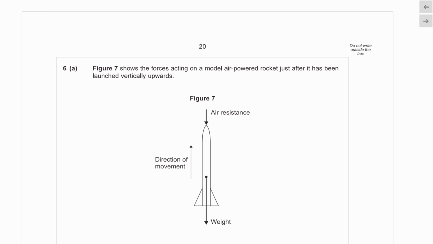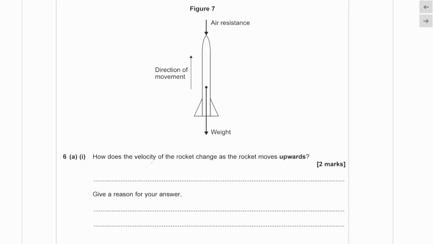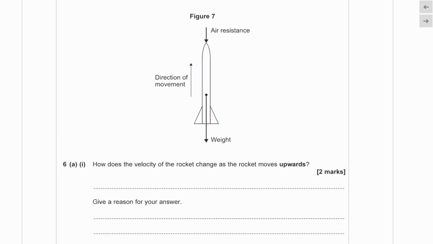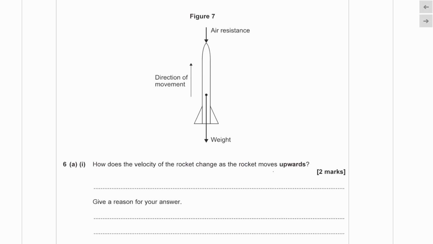We are told that figure 7 shows the forces acting on a model air-powered rocket just after it has been launched vertically upwards. So we've got air resistance acting down, we've got the weight of the rocket itself acting down, but it's told us that the rocket is acting up, so there must be force acting up. How does the velocity of the rocket change as the rocket moves upwards? Okay, so there might have been some confusion, sorry about that. The rocket doesn't have any force acting upwards after it's been launched. So after it's been launched, the only force is acting downwards.